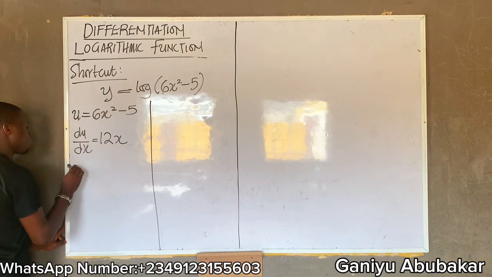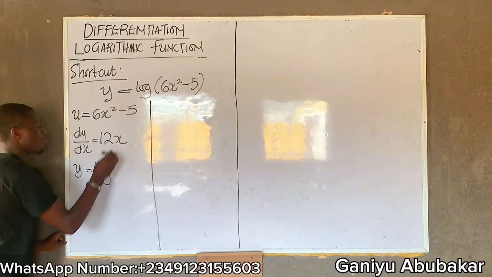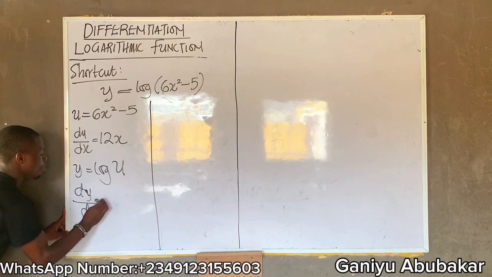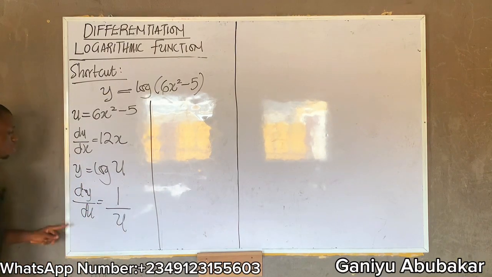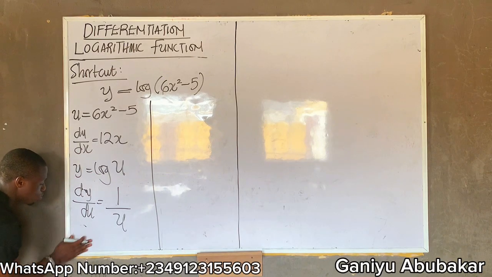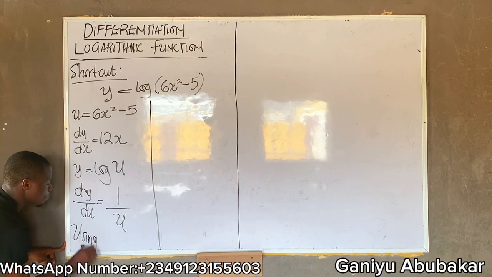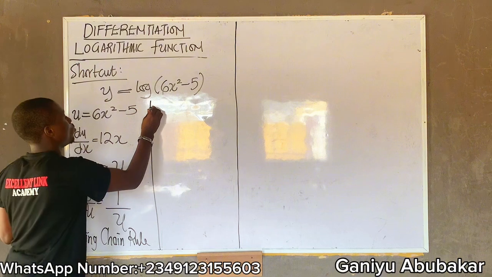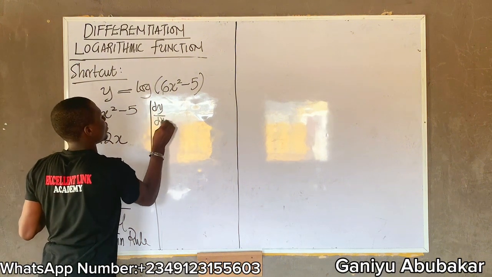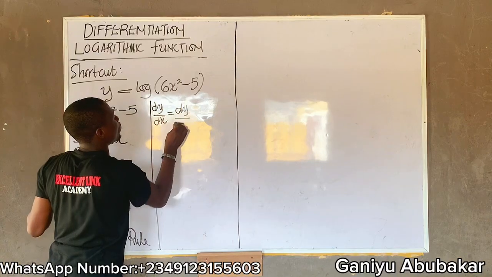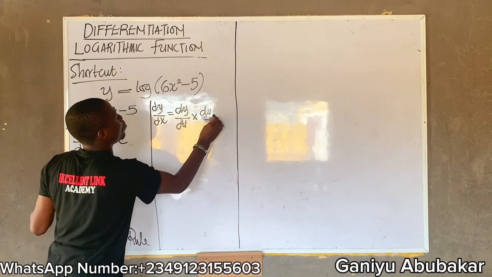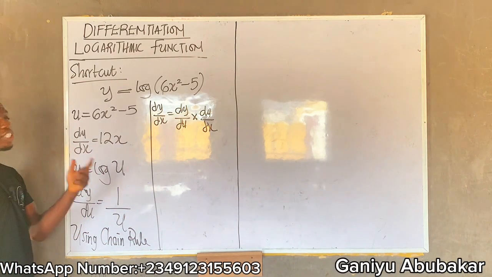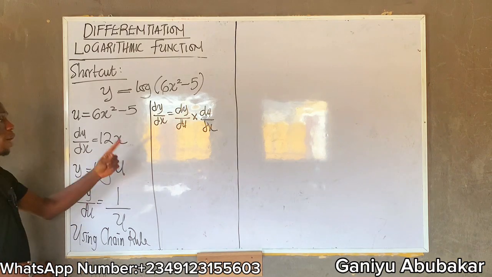u is 6x squared minus 5. The du over dx here is 12x. We said that y is equal to log u, right? So from here, dy over du is equal to 1 over u. Now next up, using what? Chain rule. Using chain rule, what do we know? dy over dx is equal to dy over du times du over dx. I expect that we should know how I got to this because we have done the introduction, so try checking our previous videos so you understand how we got to this.